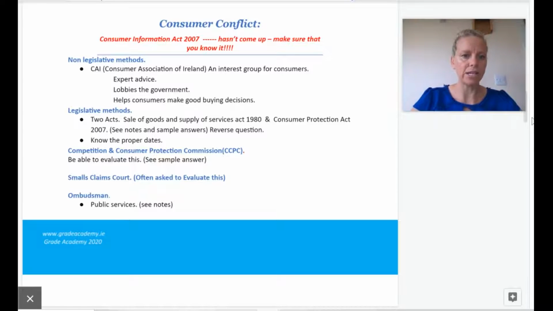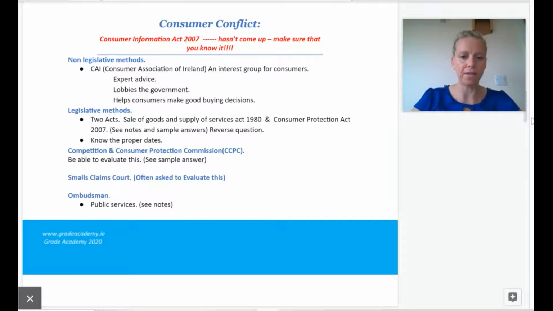Okay. Now, the legislative methods we have our two acts: the Sale of Goods and Supply of Services Act 1980 and the Consumer Protection Act 2007. So I have given you notes on the Sale of Goods and Supply of Services Act, and I've given you a sample answer then on the Consumer Protection Act. So make sure that you can look at both of those and have a look at the notes and the sample answers. As I said, the Consumer Protection Act hasn't featured, okay, in some time. So make sure that you can answer that. And I've laid it out quite well in your sample answer.